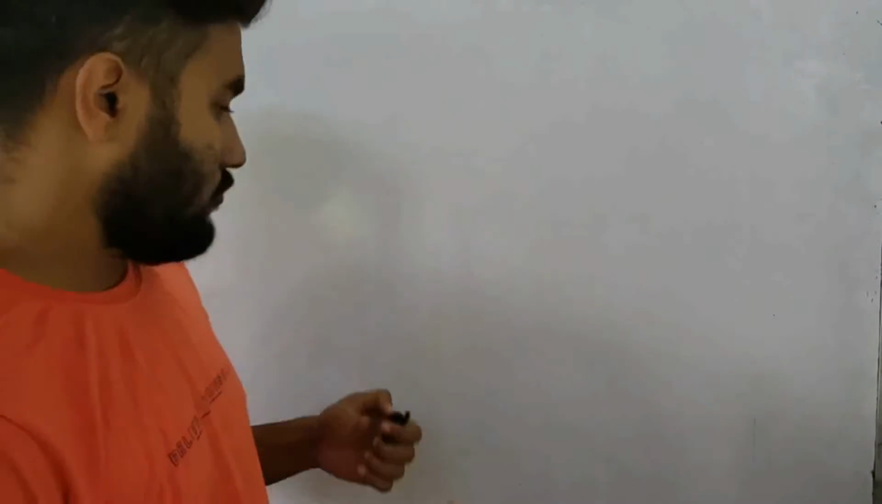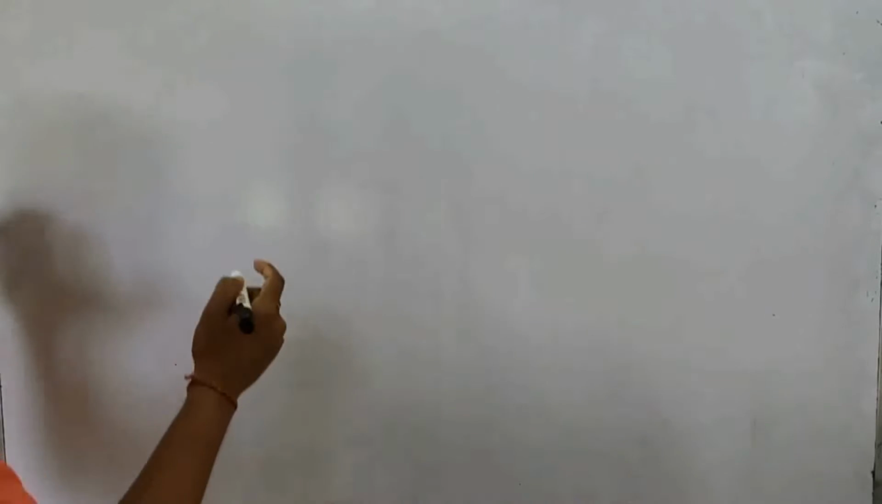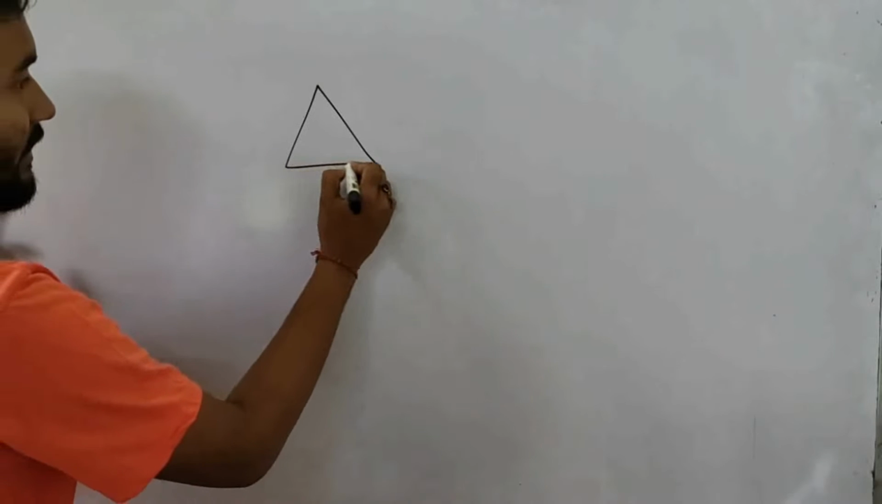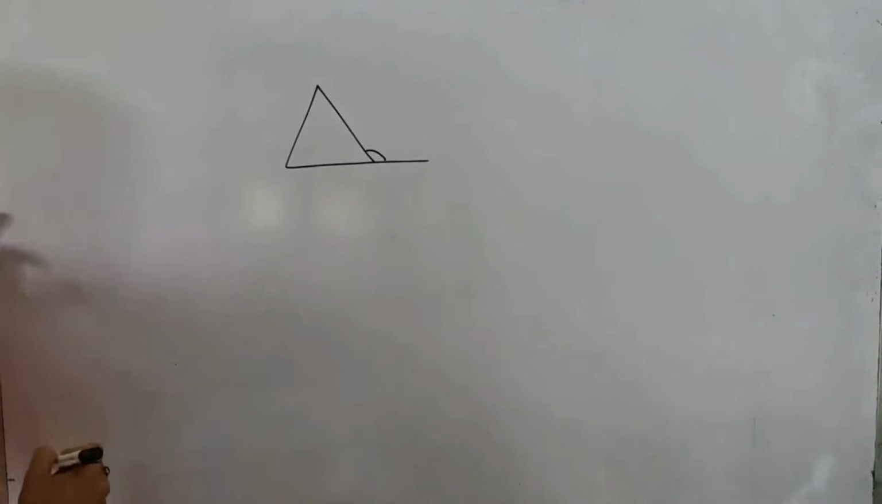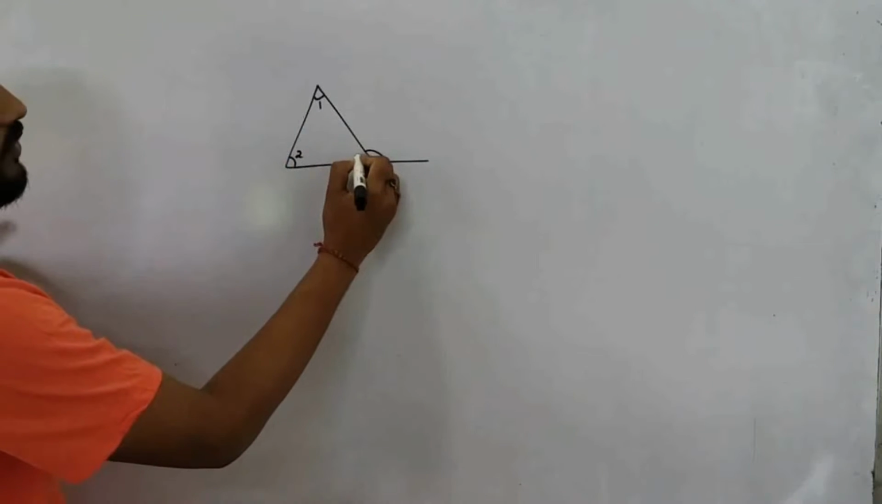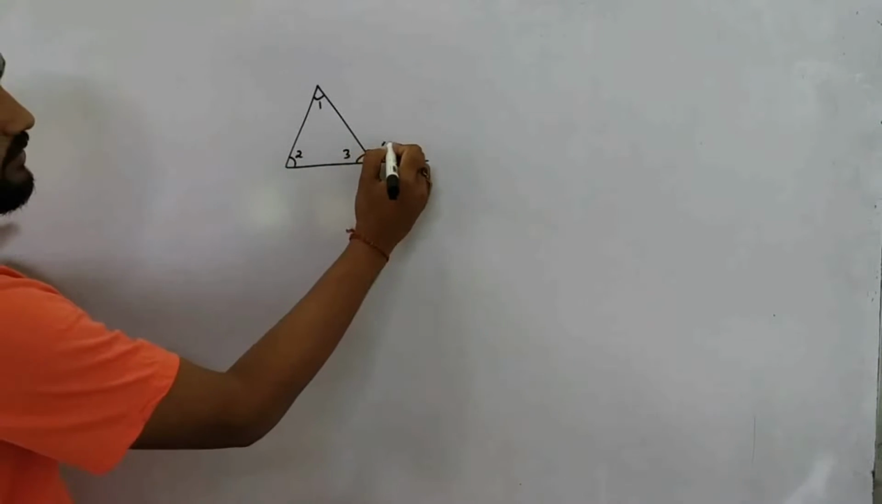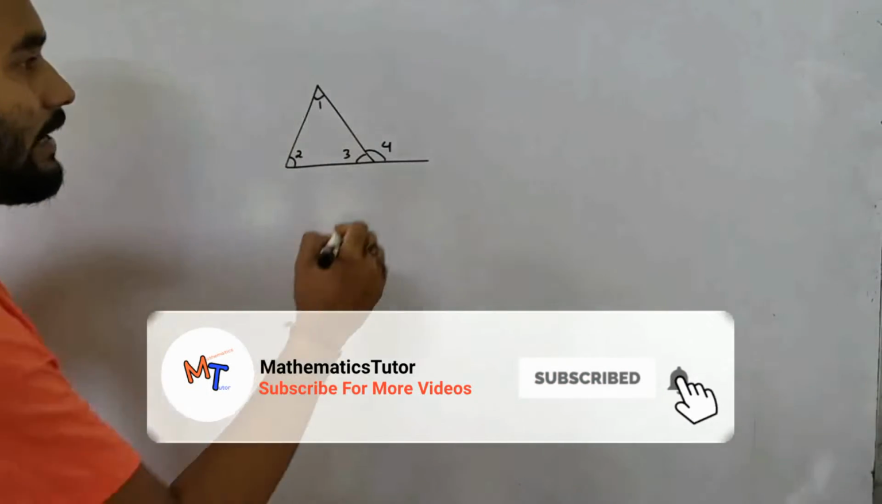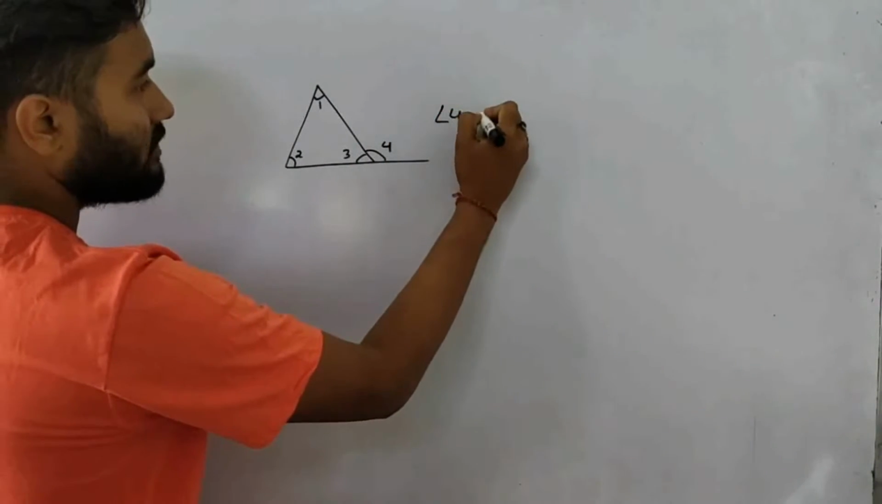In our last class we discussed the exterior angle property. If this is the triangle and this is the exterior angle, say this is angle 1, this is angle 2, this is angle 3, and this is angle 4. Which one is our exterior angle? Angle 4 is our exterior angle.